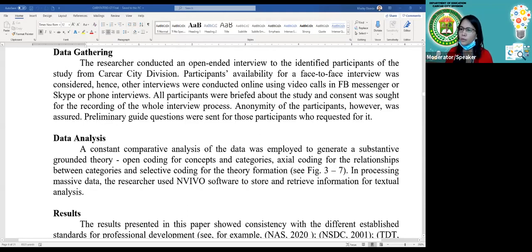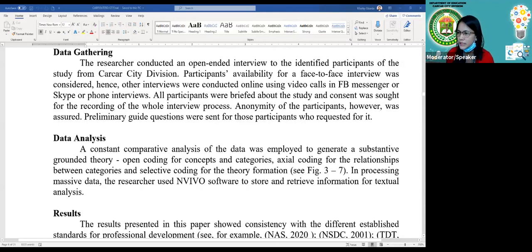So here, all participants were briefed about the study. Like I said earlier, you have to orient, you have to inform your participant what you are trying to get from them. Then a consent was sought for the recording of the whole interview process. Like I said earlier, to respect their privacy and for ethical consideration, you have to ask if they are comfortable to be recorded like that.